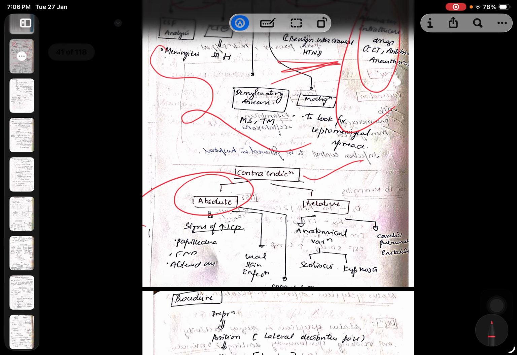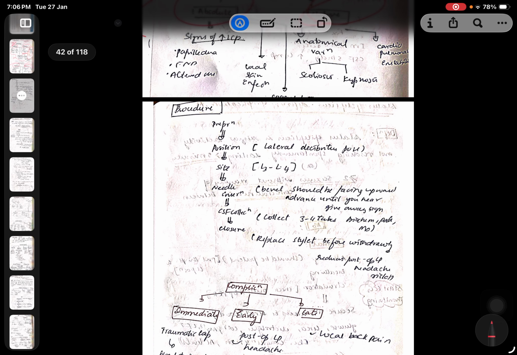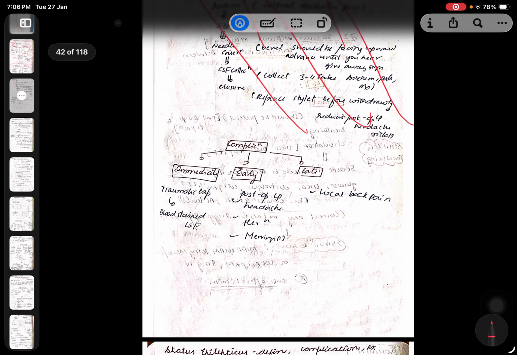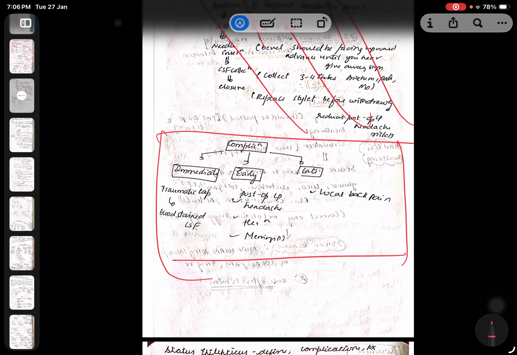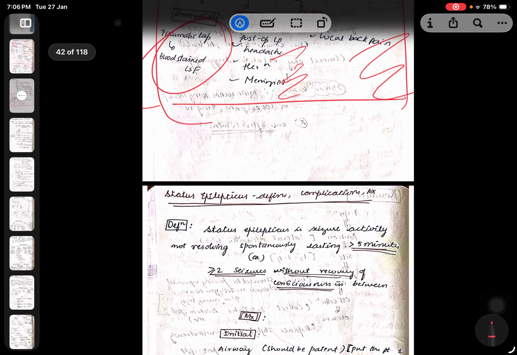Contraindication, whenever you are writing, divide it into absolute and relative. Based on that, you have all the things mentioned earlier. The procedure is not required. Complication, yes, divided into immediate, early, late. Obviously, if it's a traumatic type, then it's happening at that point of time, so it's immediate. Then these are the early complications, and these are the late.